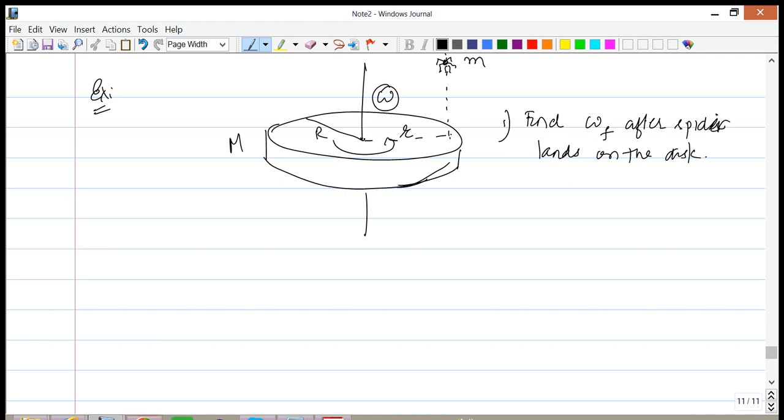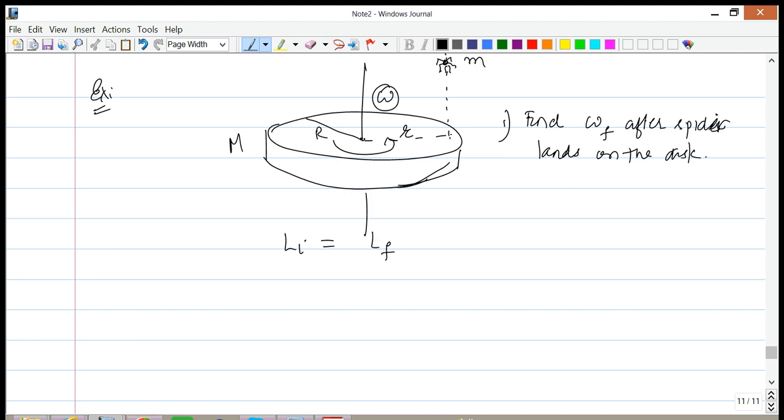Okay, so this is the first thing. Once again, when the spider lands on the disk, the forces are all internal to the system. So they all balance each other out. They all cancel each other out. So the net external torque on the system is 0. There are no outside torques. Okay, so we can use Li equals Lf.